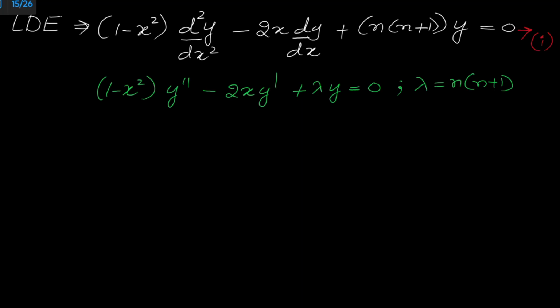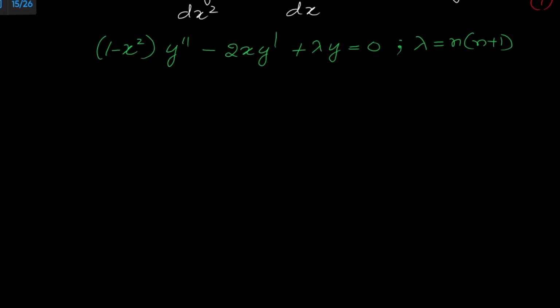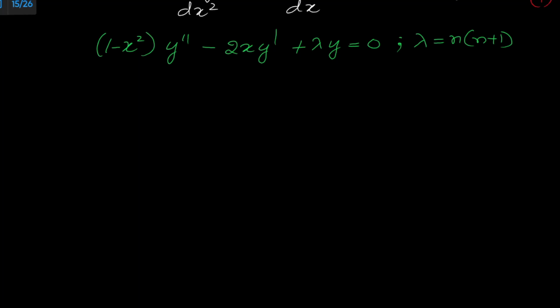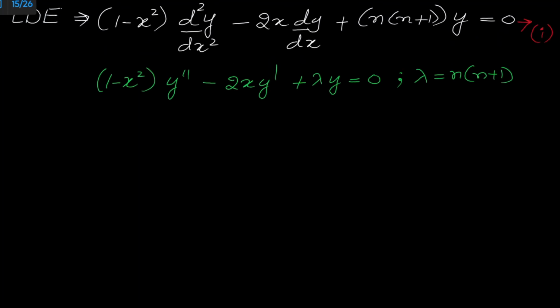Now as I said, the Legendre differential equation is not solved by elementary functions. So hence we are going to use special functions as a solution to this Legendre differential equation. So here we are going to assume a solution. We assume a solution to this equation, and then check whether that assumed solution is satisfied by equation 1. If it is satisfying, then we say that the assumed solution is a solution to the Legendre differential equation.